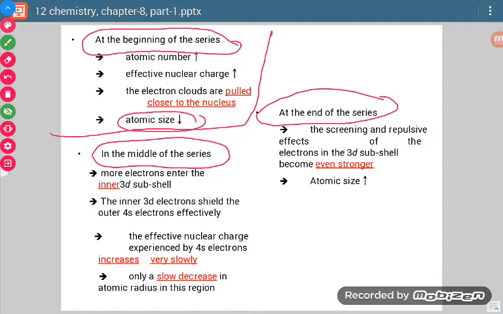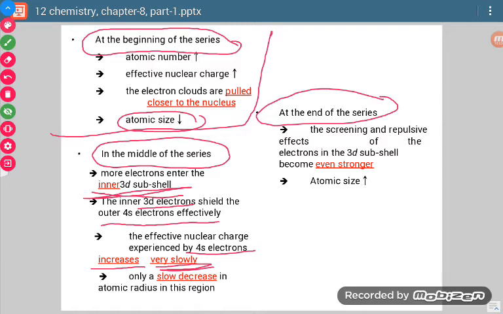Now when we come to the middle of the series, what happens? There is addition of electrons in the d orbital. So when we move to the middle of the series, there are more electrons in the inner 3d orbital, when we talk about the first series. Now the inner 3d electrons shield the outer 4s electrons effectively. The effective nuclear charge experienced by 4s electrons increases, and it increases very slowly.